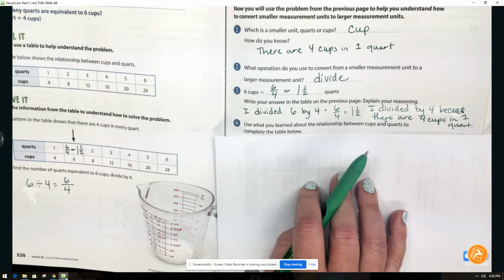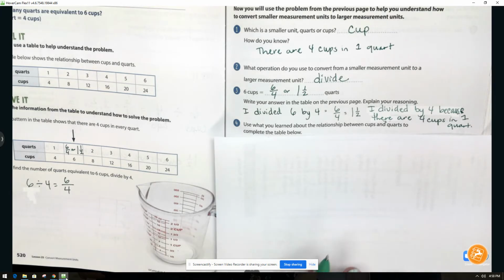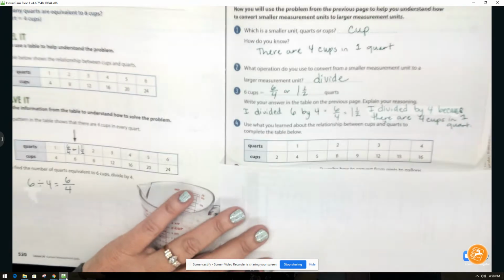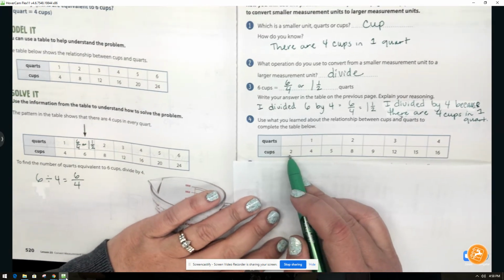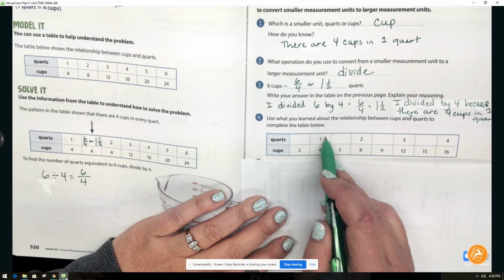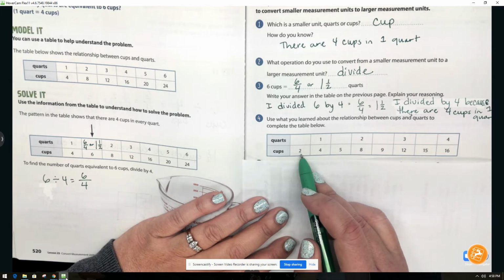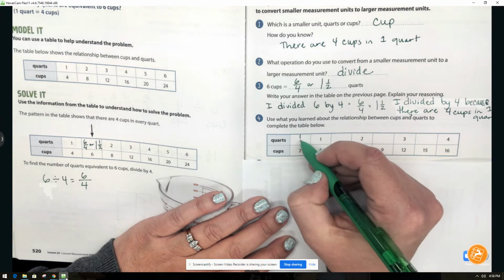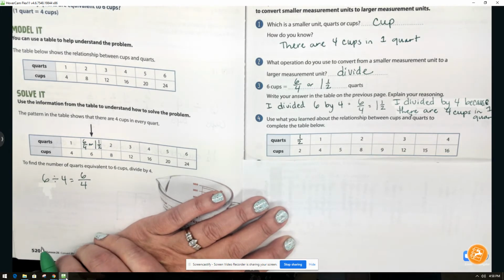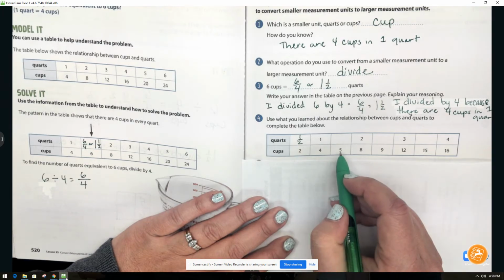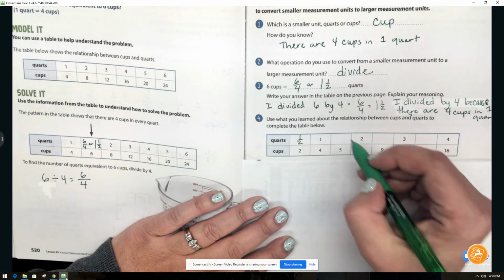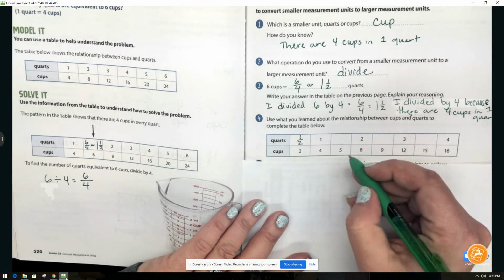Then number 4 says, use what you learned about the relationship between cups and quarts to complete the table below. So we're going to go ahead and figure out. So 1 quart is 4 cups. So 2 cups is only going to be a half of a quart. 5 cups is going to be, well, remember we're always going to divide it by 4.